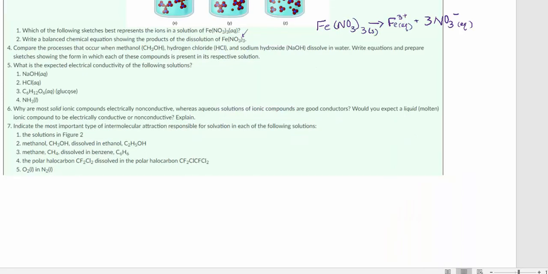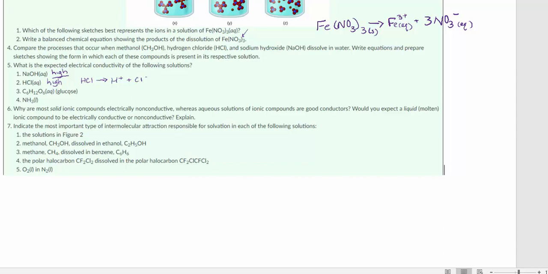Number 5, what is the expected electrical conductivity of the following solutions? Sodium hydroxide. This is an ionic compound, so I expect high conductivity here. This is hydrochloric acid. Although this is a covalently bound compound, I do expect high conductivity here because in water it breaks apart. Hydrochloric acid is one of our strong acids. It completely dissociates into its ions, although it starts as a covalent compound.